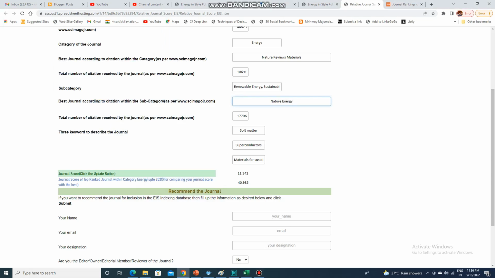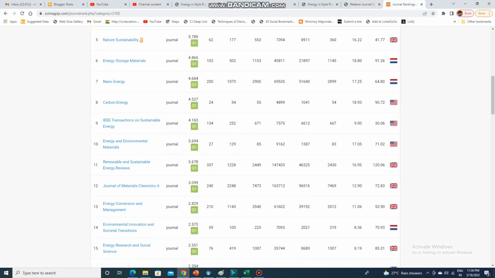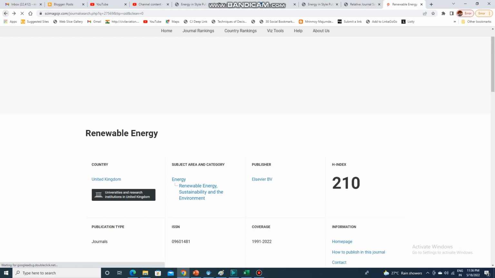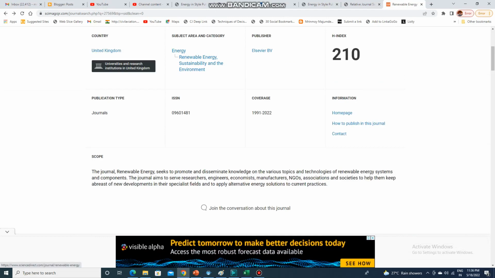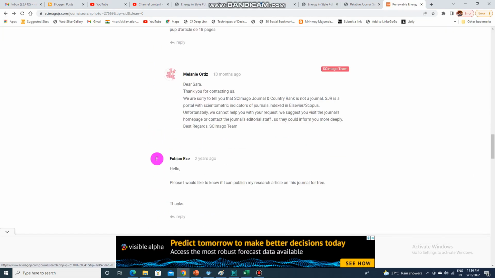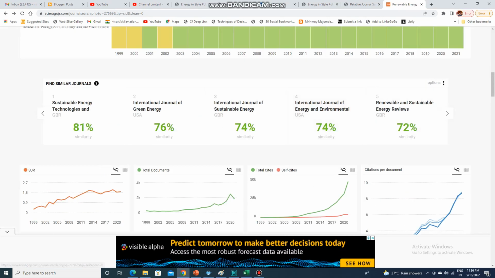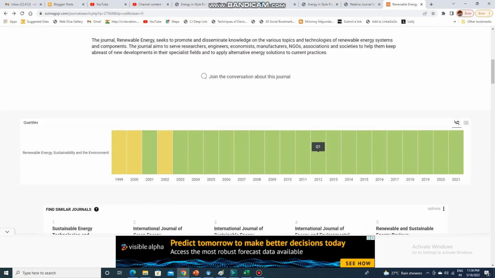So Nature Energy, total number of citations received in the year 2021 is also given. So I have to give some keywords of the journal you are evaluating. The journal you are evaluating is Renewable Energy. So let us give some keywords. From where can you get the keywords? Why this keyword is required is that when you are recommending this journal, they will arrange it by the keyword such that it can easily be searched.